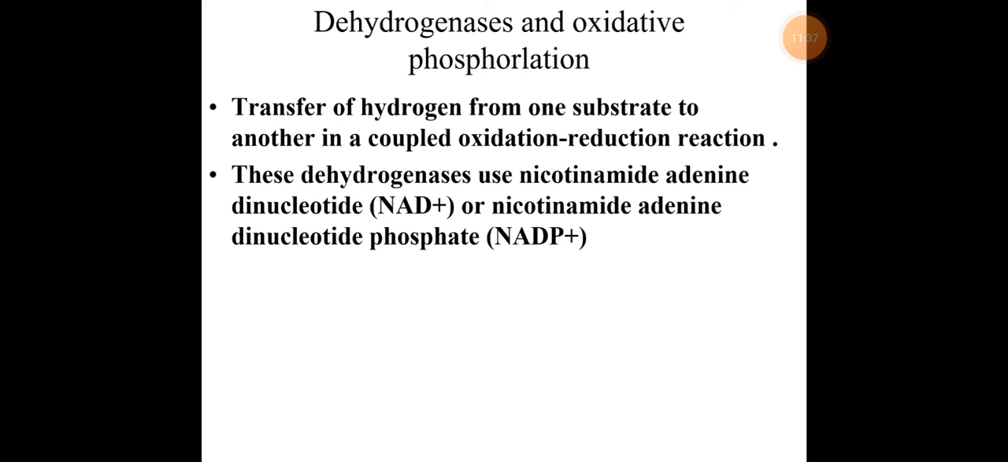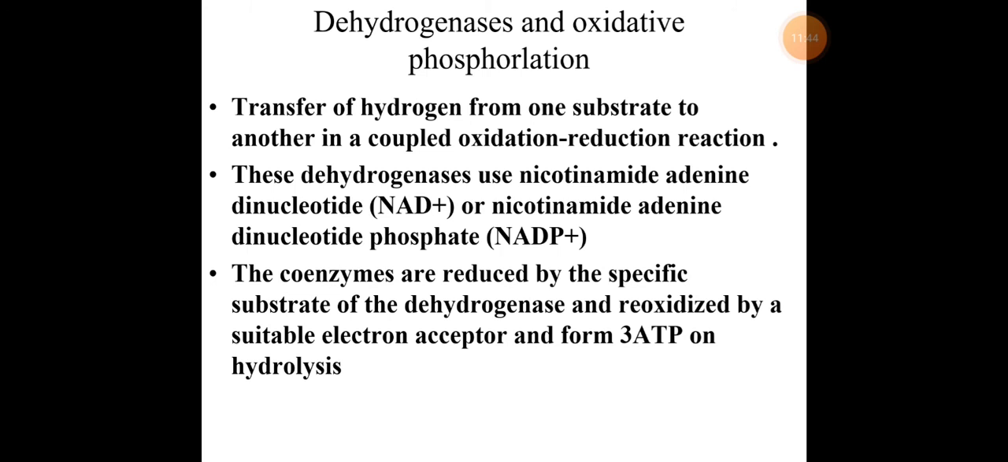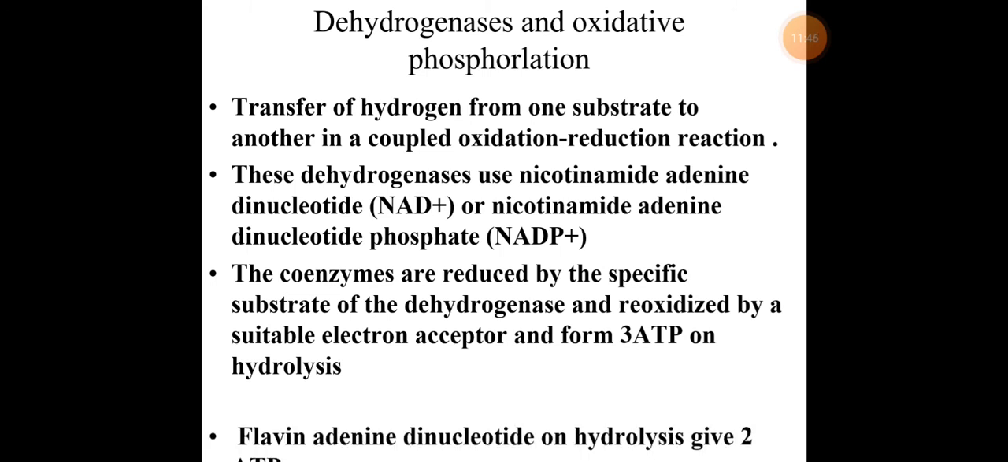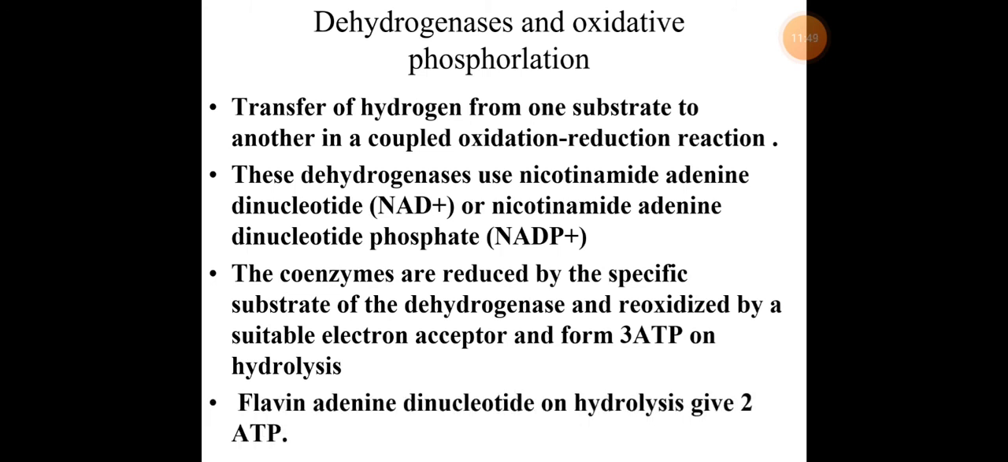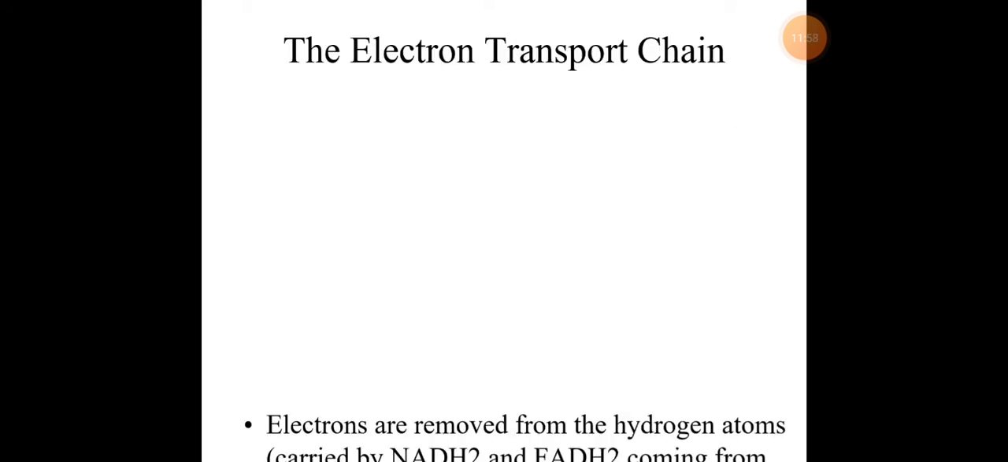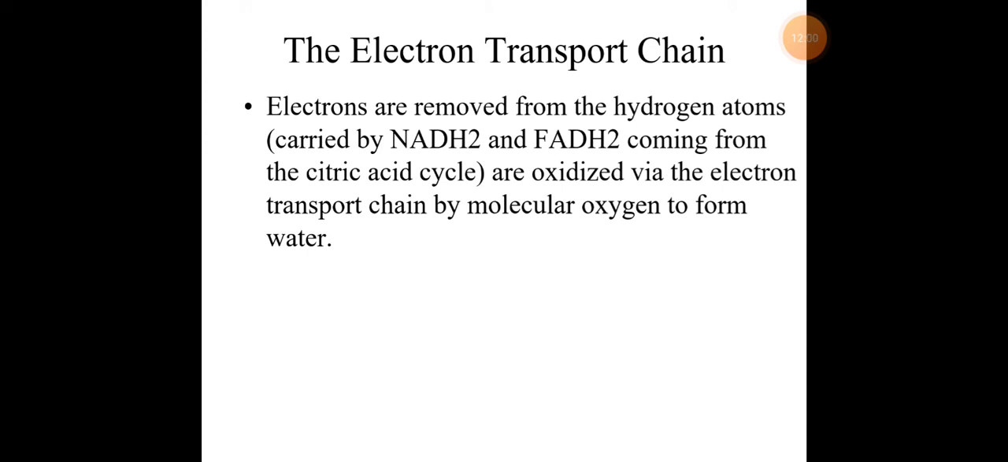These dehydrogenases use nicotinamide NAD or nicotinamide phosphate. This will happen in lipid metabolism. So any NAD will produce 3 ATP, FAD will produce only 2 ATP. Electron transport chain: electrons are removed from the hydrogen atoms carried by NAD or FAD coming from the citric acid cycle, or Krebs cycle, and are oxidized via the electron transport chain by molecular oxygen to form water.